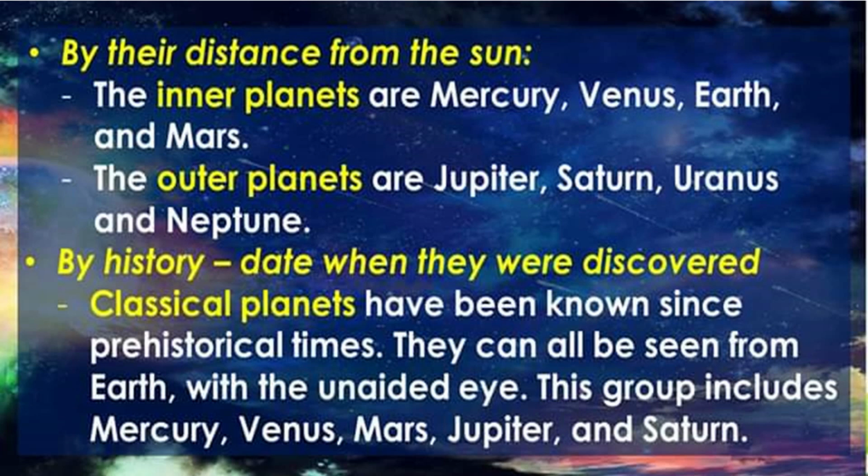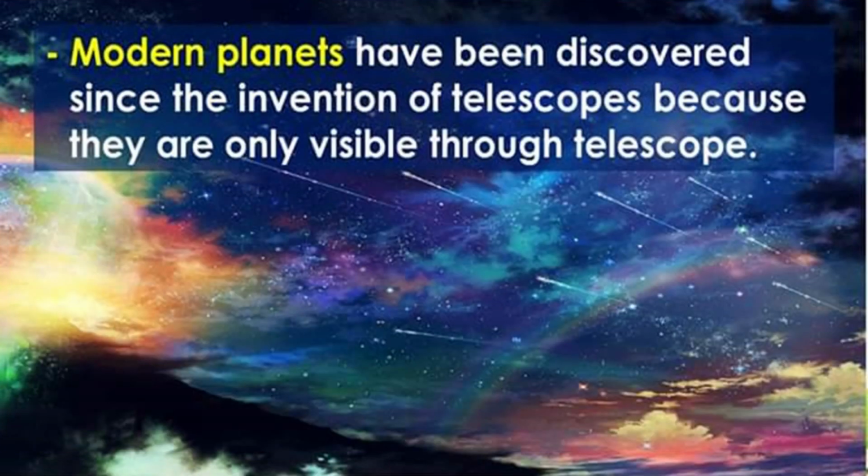By their distance from the Sun. The inner planets are Mercury, Venus, Earth, and Mars. The outer planets are Jupiter, Saturn, Uranus, and Neptune. By history, the date when they were discovered. Classical planets have been known since prehistoric times. They can all be seen from Earth with the unaided eye. This group includes Mercury, Venus, Mars, Jupiter, and Saturn. Modern planets have been discovered since the invention of telescopes because they are only visible through a telescope.